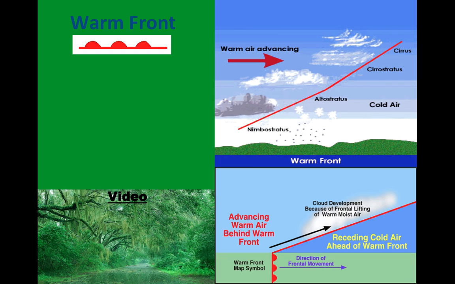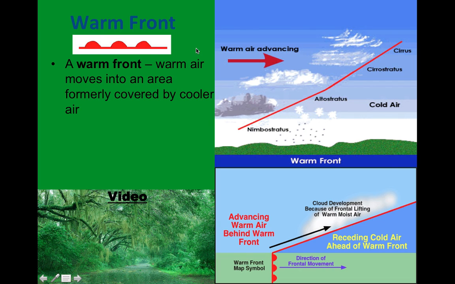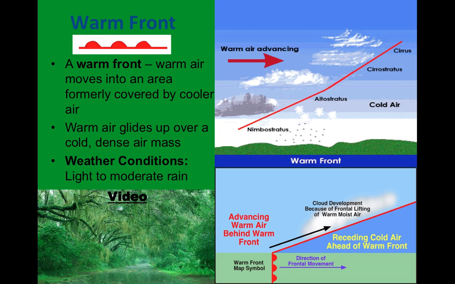The first one is a warm front. Here you see the symbol for a warm front, which is the red semicircle. A warm front forms when warm air moves into an area that was formerly covered by cooler air. What happens here is the warm air glides up over the cold air, because the warm air is less dense, so it's going to rise, and the cool air has a higher density, so it's going to sink. This type of front will bring light to moderate rain when we're looking at weather conditions.